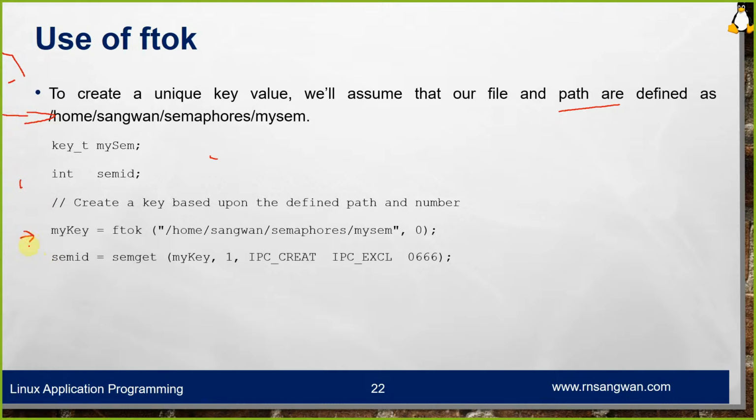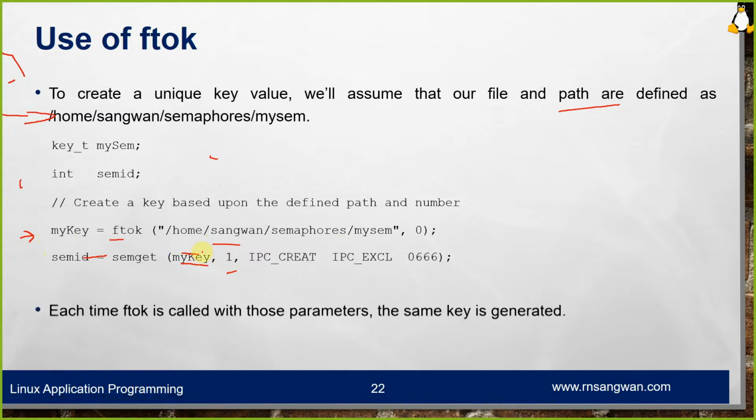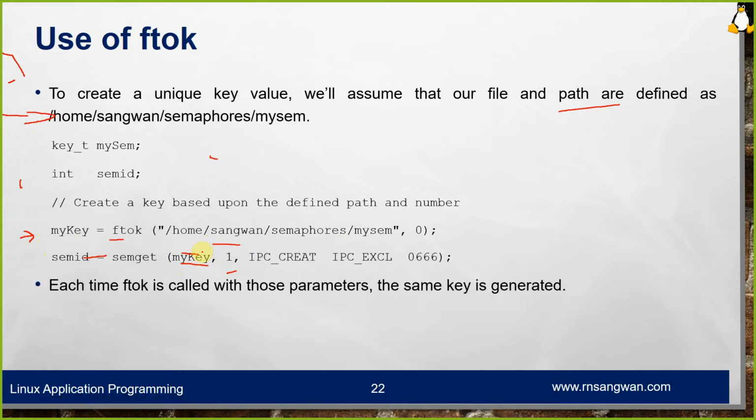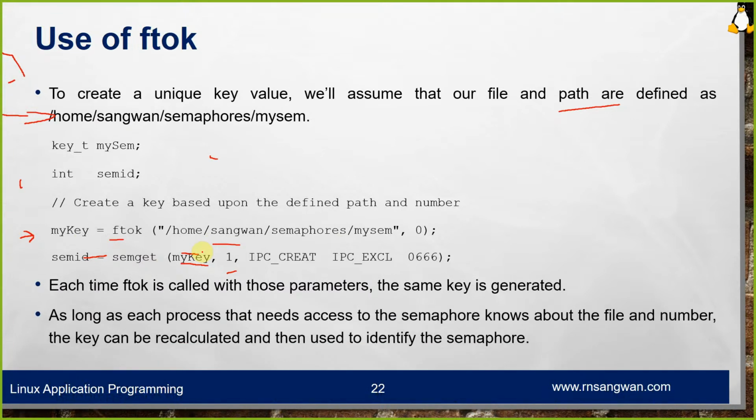In this slide you will see that it is a copy paste of the same slide. My key, file token, file name and semaphore ID. Now we are specifying my file as a token, as a key. Each time file token is called with those parameters, the same key will be generated. As long as each process that needs access to the semaphore knows about the file and the number, the key can be recalculated and then used to identify the semaphore.